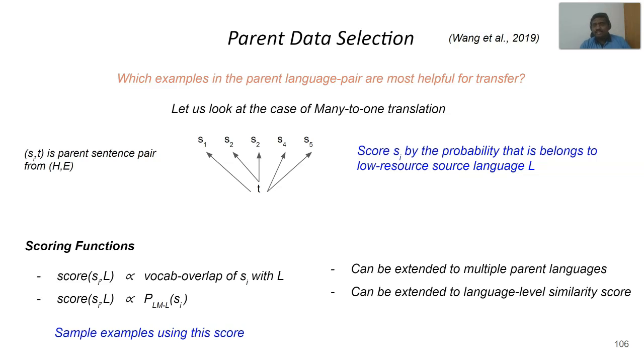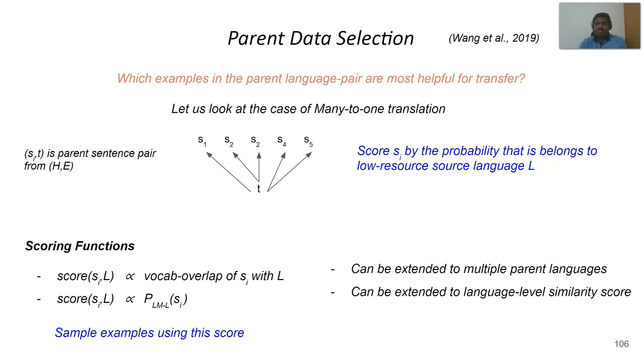resource language. A simple scoring function is vocabulary overlap between the words in the sentence in the high resource language and the vocabulary of the low resource language, or it can just be how well a high resource language sentence scores on a language model for the low resource language. And this notion can be extended to multiple parent languages also. So you can have multiple parent languages and you can score examples across all these languages using this scheme.